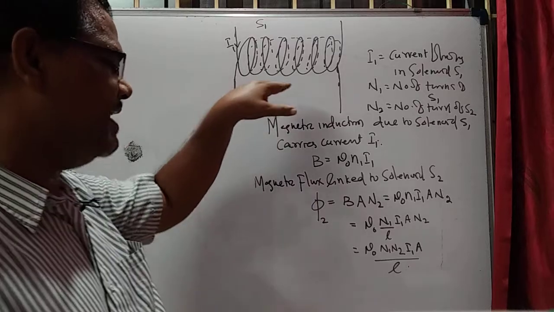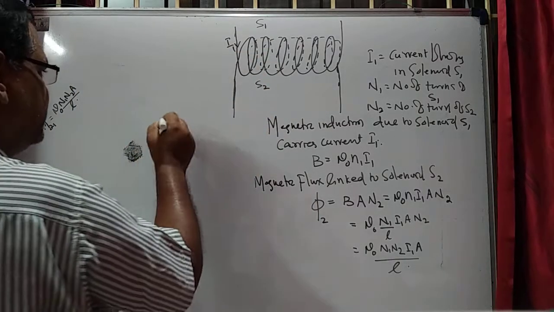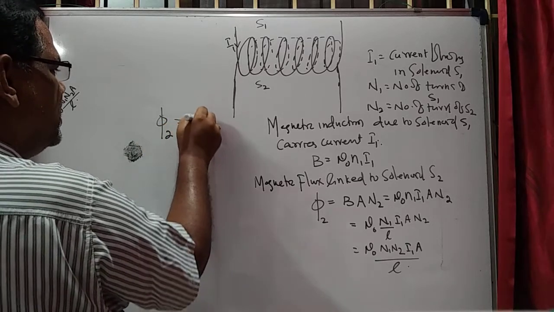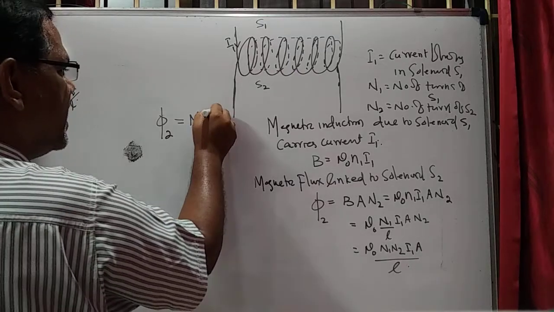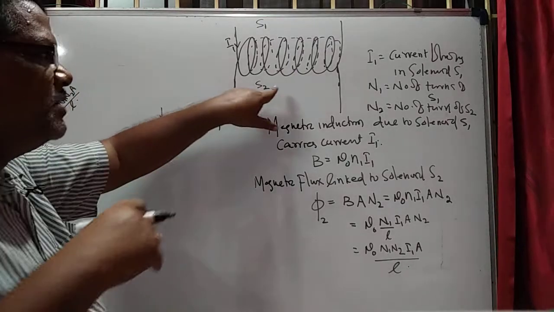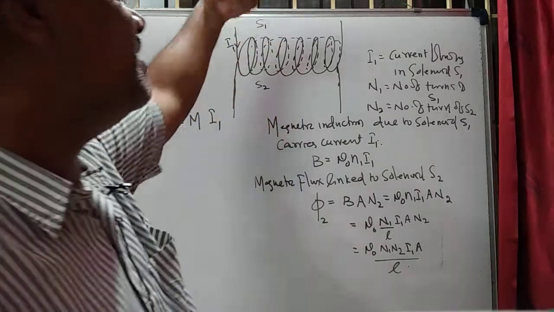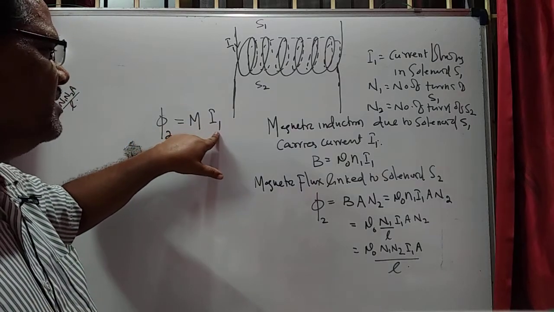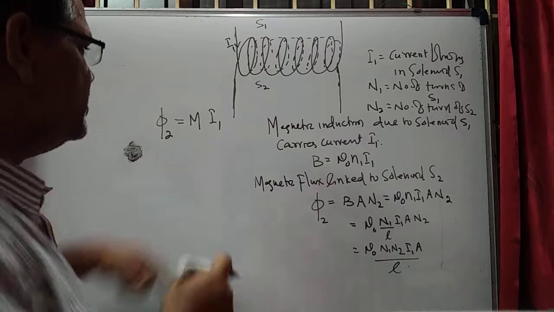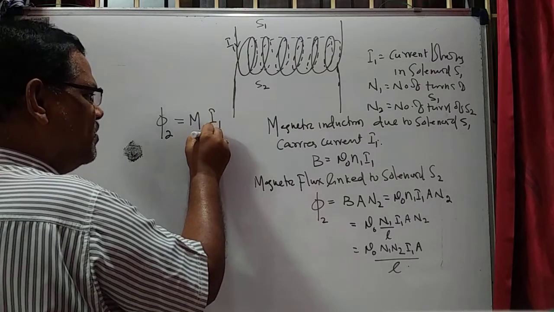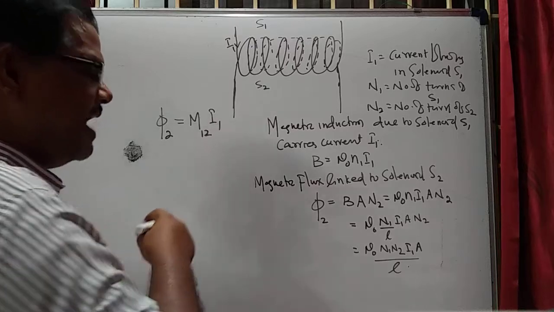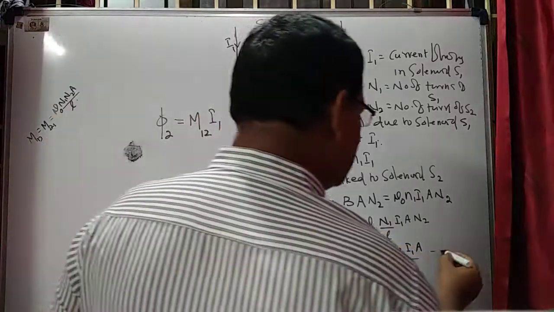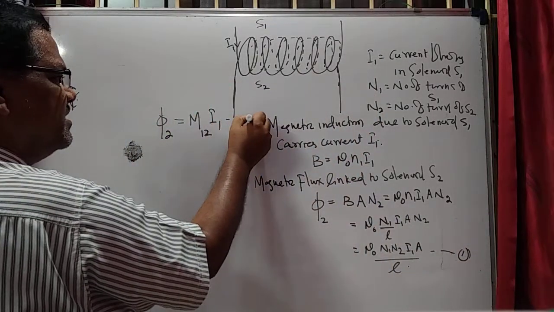You know from the definition that the flux linked to solenoid 2 is directly proportional to the current flowing in the first coil, that is, phi 2 equal to M into I1. That is the mutual induction of 2 with respect to 1, M12 I1. We can write it in this manner. Take this as equation number 1, and this as equation number 2.